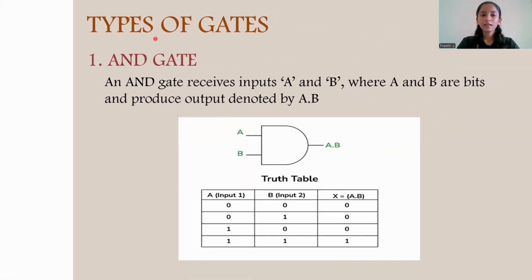Types of gates. And the first one is AND gate. An AND gate receives the inputs A and B, where A and B are bits, and produces output denoted by A dot B. Here A dot B denotes the logical multiplication. And this is the logical symbol for AND gate. Truth table: we can see that when both the inputs are low or when any one of the inputs is low, the output is low. When both the inputs are high, the output is high.